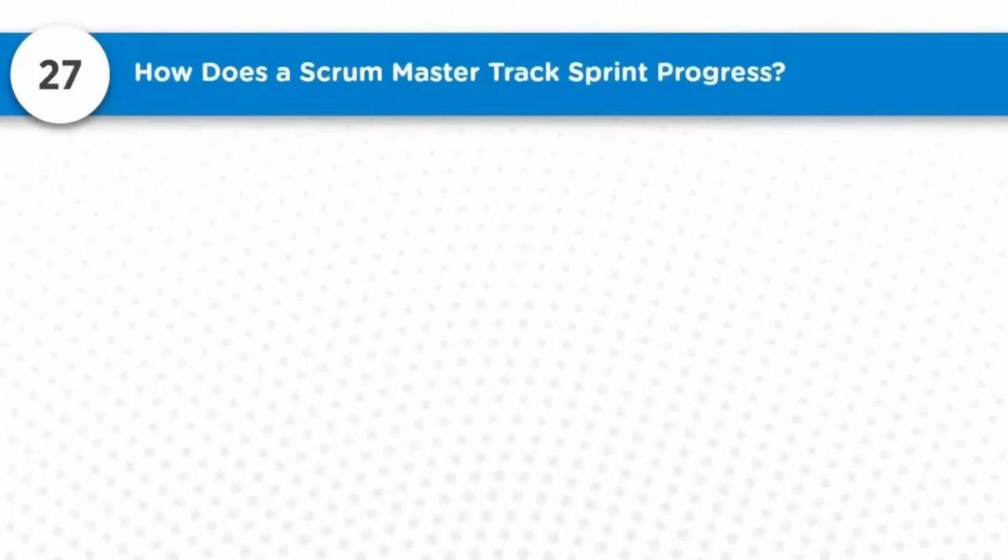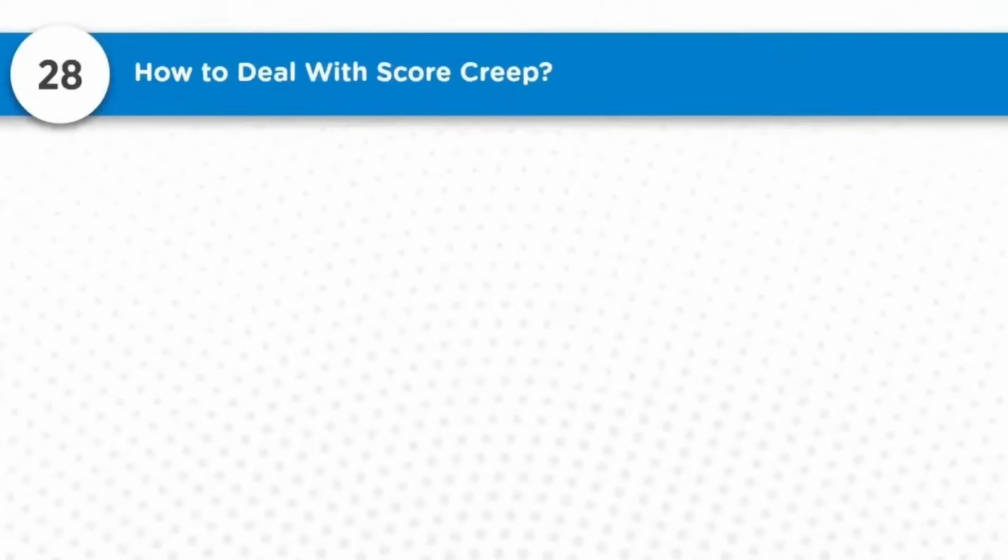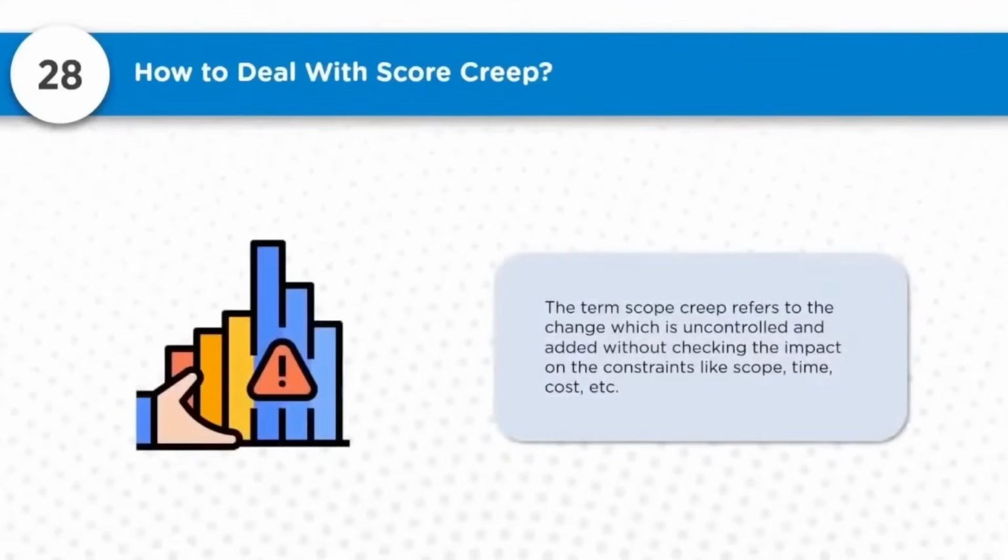So 27, how does the Scrum Master track sprint progress? We have various events which happen in Scrum, like daily Scrum meetings, Scrum retrospective, Scrum planning, Scrum review, and checking on the defects which have escaped, density of the defects, sprint burn down, velocity. Checking all of this provides better insight to the Scrum Master so that tracking the progress of the sprint becomes easier. And how to deal with scope creep?